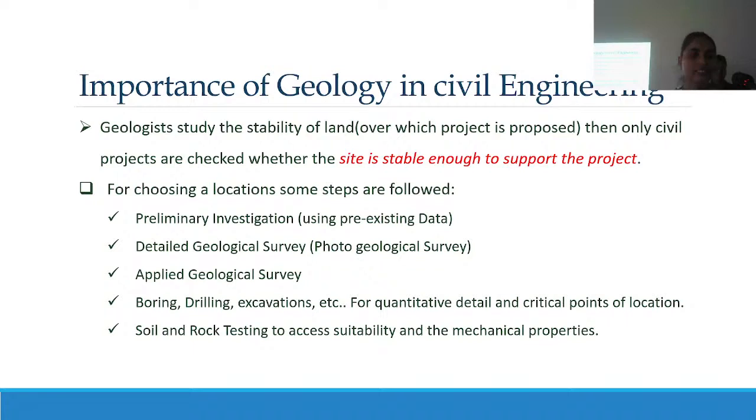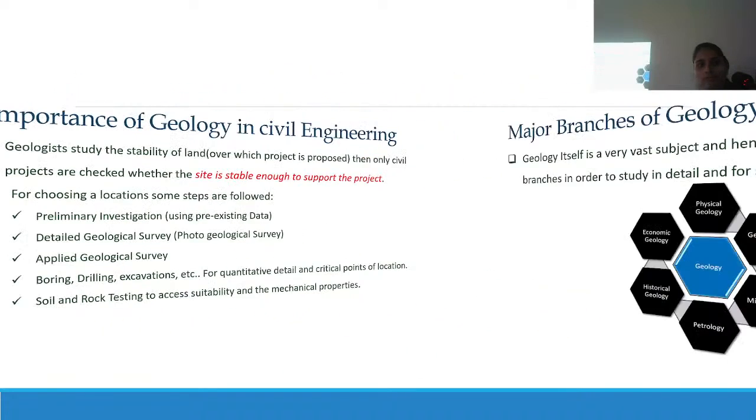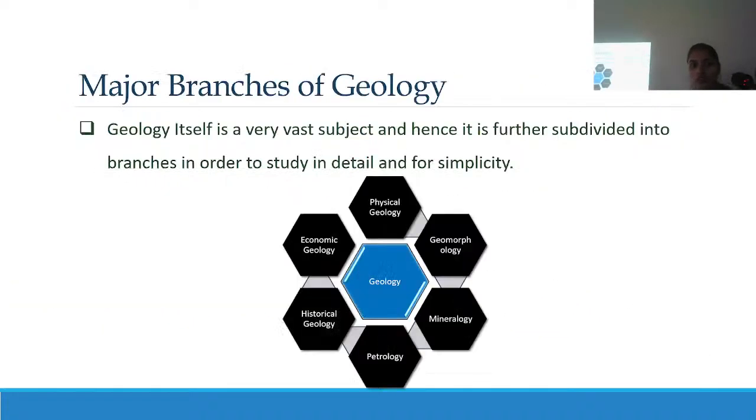Good morning, teachers and my dear friends. I, Abhilasha Kumari, am going to start my topic, major branches of geology. Geology itself is a very vast subject and hence it is further divided into branches in order to study in detail and for simplicity.